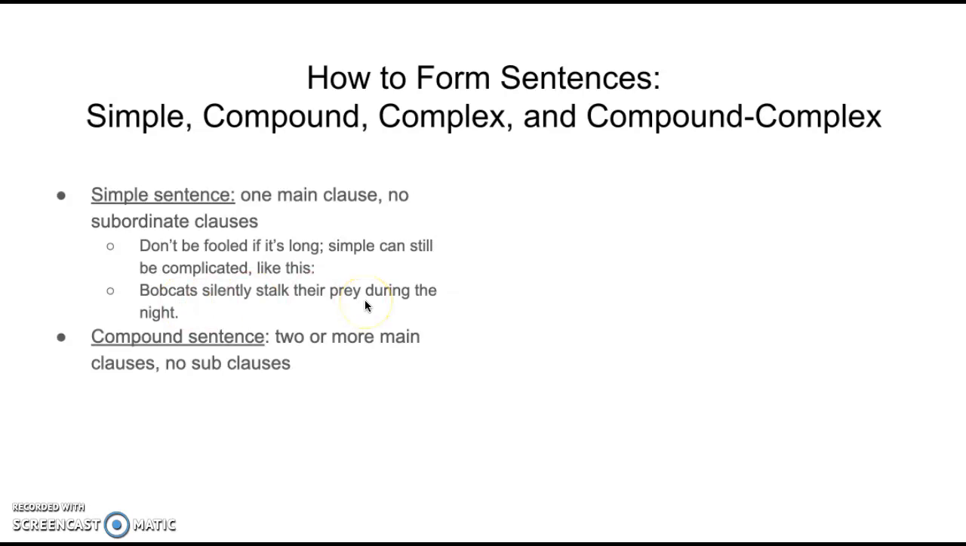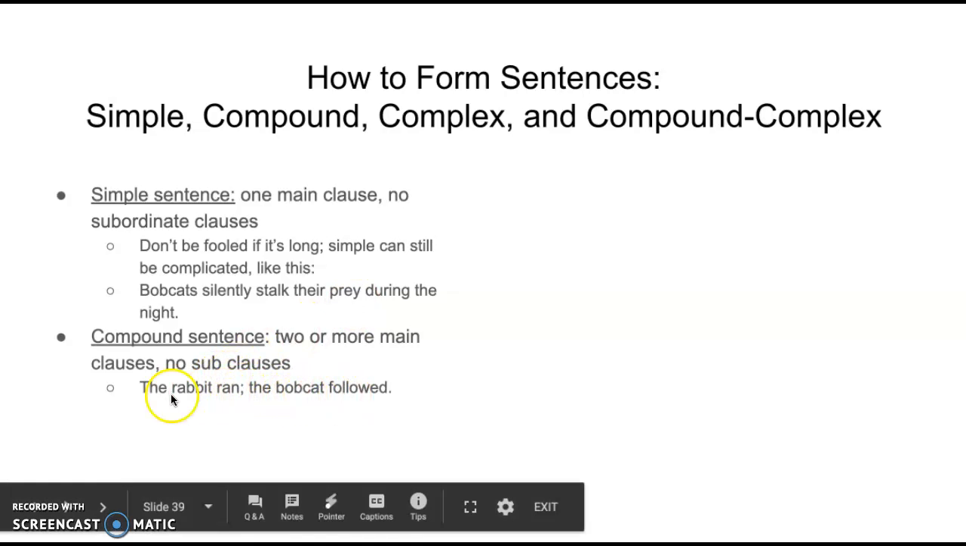The 2 or more main clauses are going to be connected one of the 3 ways that we talked about in the previous video. For example, semicolon. The rabbit ran, semicolon, the bobcat followed. Here's one simple subject, one simple predicate, one simple subject, one simple predicate.